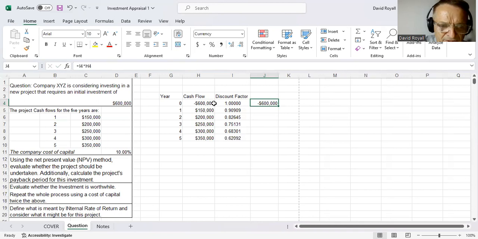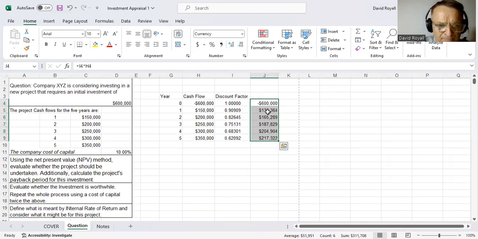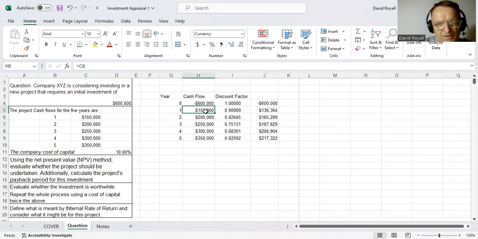So it's still worth $600,000 because it's just started. Let me just copy that down. So you see, $150,000 in a year's time is only worth $136,364 now. So that's what we call the net present value.